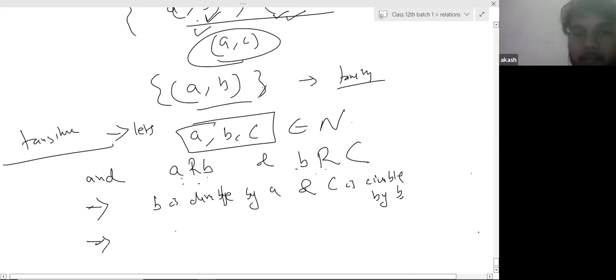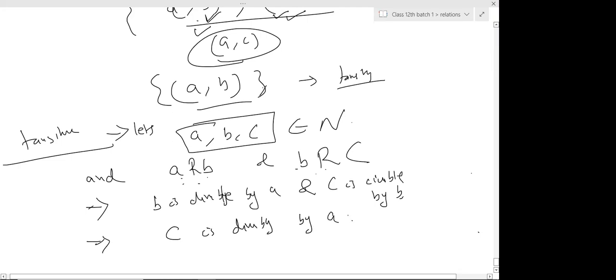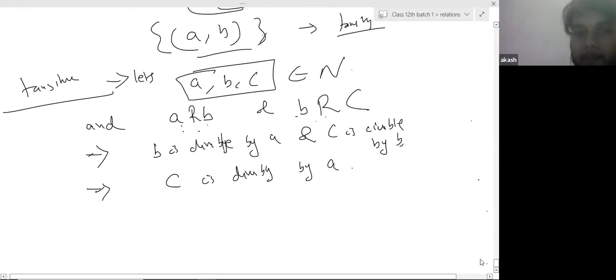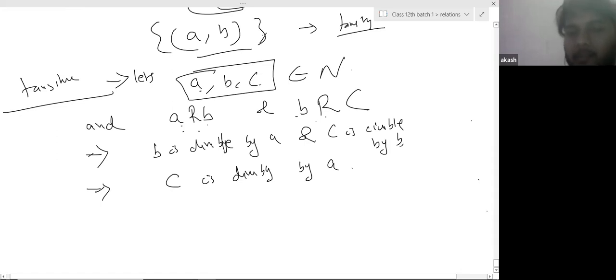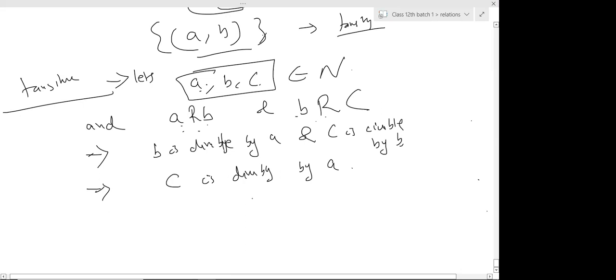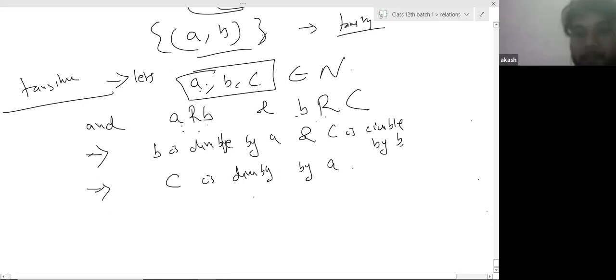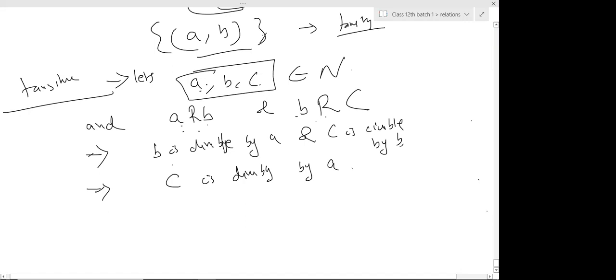So does this imply that C is divisible by A? Yes. Everyone, this is clear? Yes, sir. So for transitive, we always need 3 elements in a set. A and C can be similar or same also, but to generalize, we have to take 3 different elements. So if we want to give an example for the proof, we have to take 3 elements. Okay. So this line is clear.